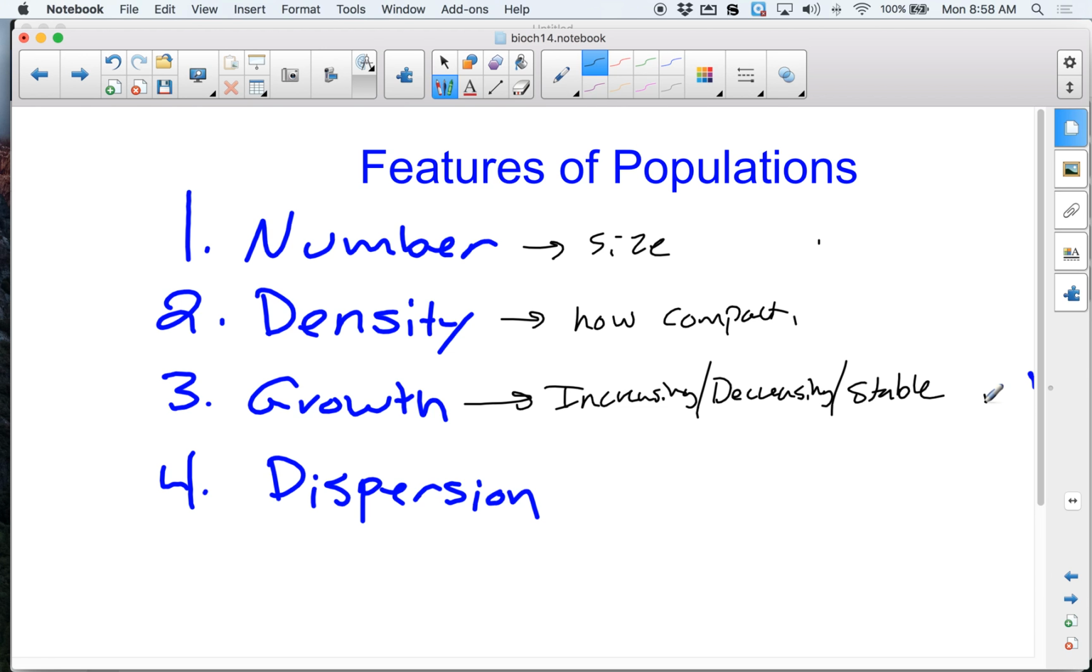And then the fourth one is dispersion. Anybody know what dispersion would be, or have a guess? How dispersed they are. Okay. Can you expound on that? How dispersed they are?